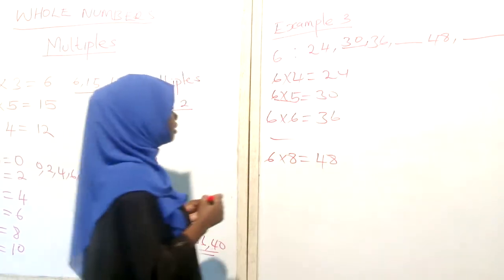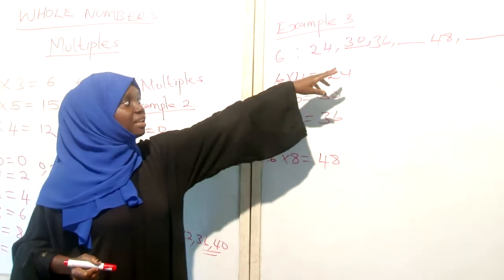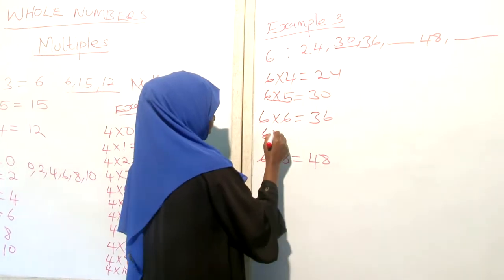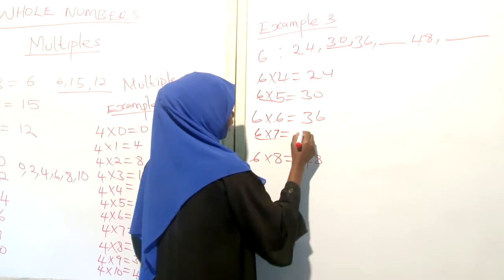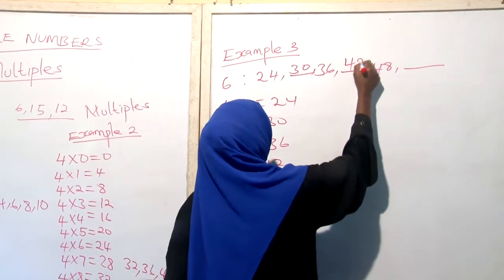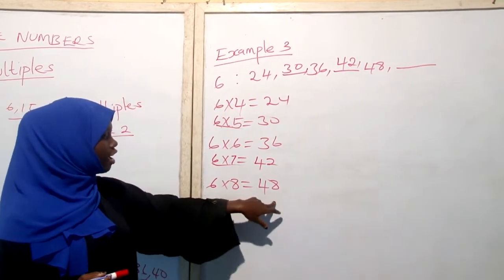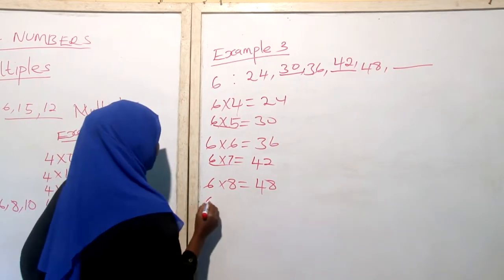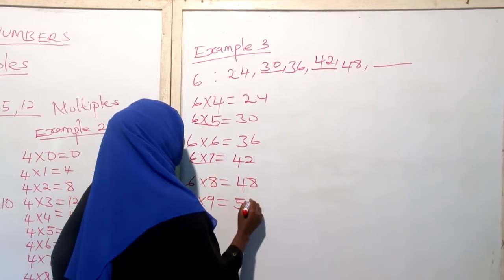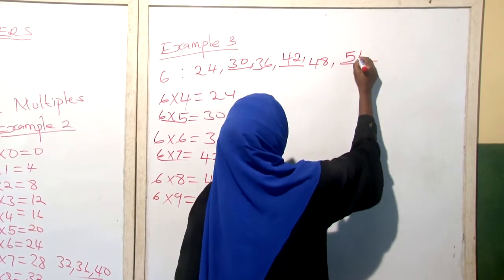And then the next gap is 36. So we have multiplied 6 times 6 to get 36. So meaning the next gap will multiply 6 times 7. So 6 times 7 will get 42. So meaning the next gap here we have 42. And then the next step we have multiplied 6 by 8 to get 48. So meaning the next step will multiply 6 times 9, which will give us 54. So our next multiple here will be 54.